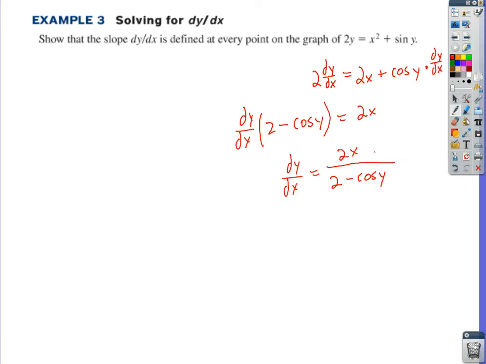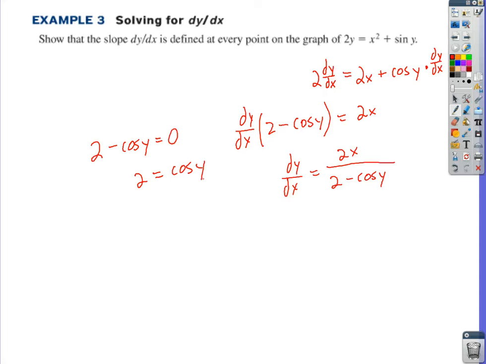So I have to think to myself, what makes this function defined? When does the denominator equal 0? Because if the denominator equals 0, then it's not defined. So if I do 2 minus cosine of y equal to 0, that's going to happen when 2 is equal to cosine of y. But can that happen? Can cosine of y ever equal 2? No. Cosine, the most it could be is 1.